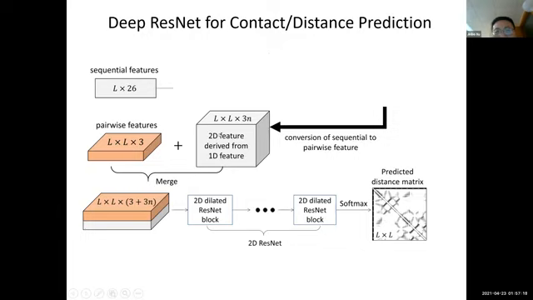Of course, you don't have to use the 1D network; it is not so important. You can directly convert the sequential features into pairwise features and just feed them into the 2D residual network. So this is the network architecture, and the 2D residual network is the most important. The more layers, usually the better.